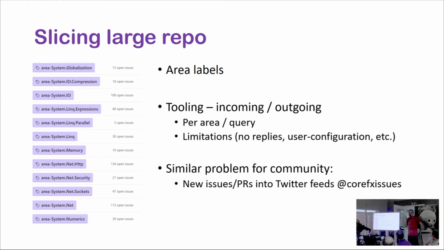And a similar problem actually comes from the community. Jonathan mentioned, how do I stay on top of issues? How do I stay on top of what's happening? So Dave, I think it was Dave Glick, sorry, Dave. I believe he created some bot, so that whenever a new issue or PR appears, it will tweet about it.